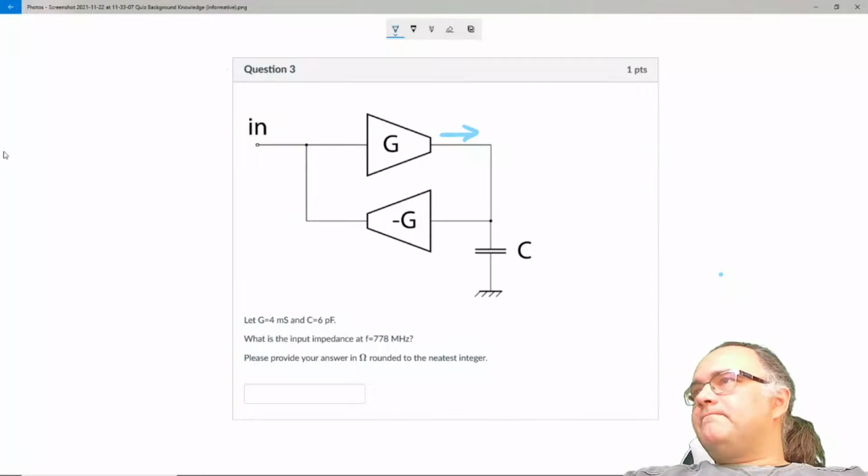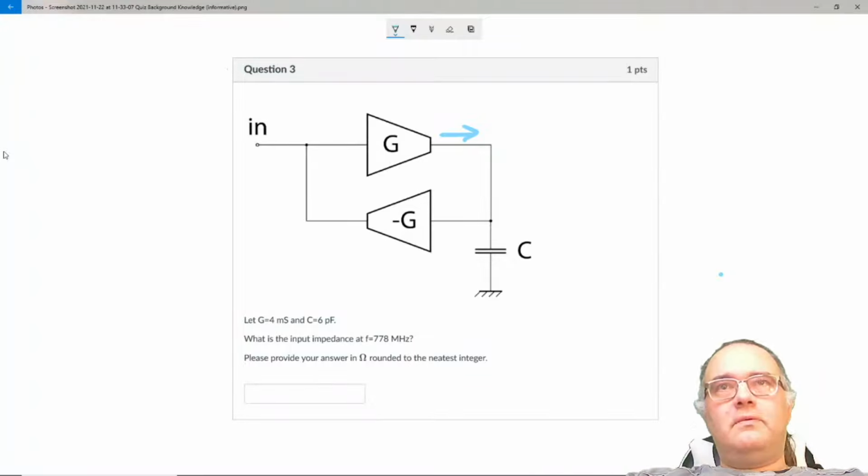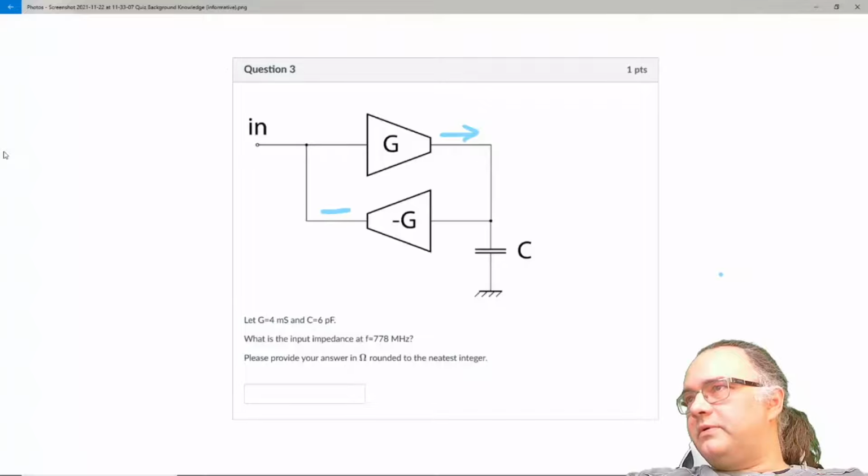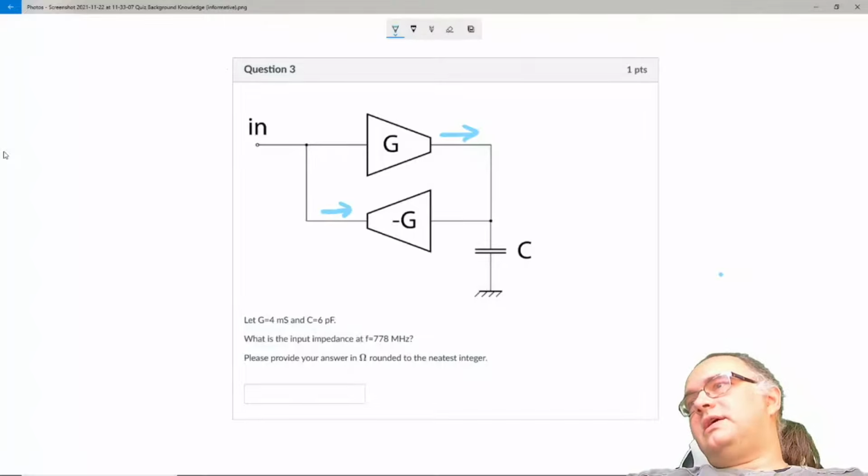Then how does this circuit operate? The input voltage is sensed and transformed into current, the current is integrated on this capacitor, and then a voltage is created, and this transconductance stage outputs current. This is a minus stage, so this means that if this current is flowing out from the stage, then this current will be flowing into the stage.